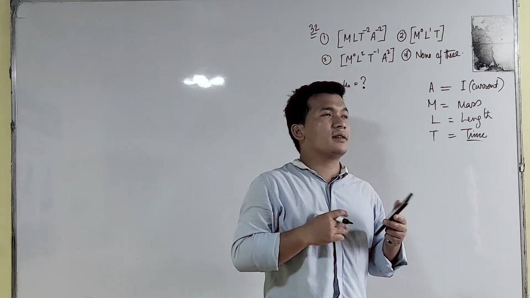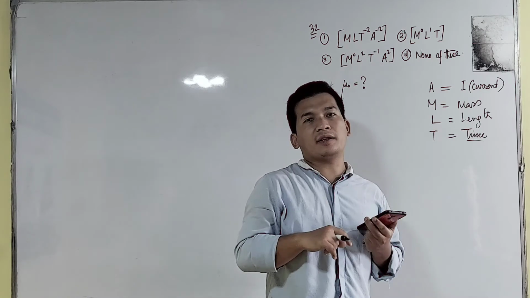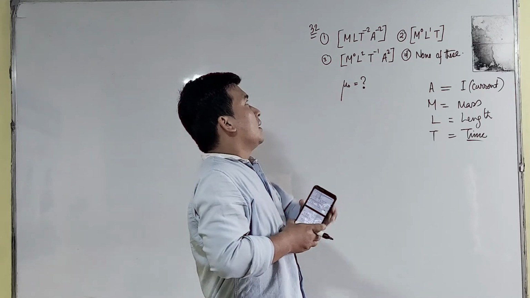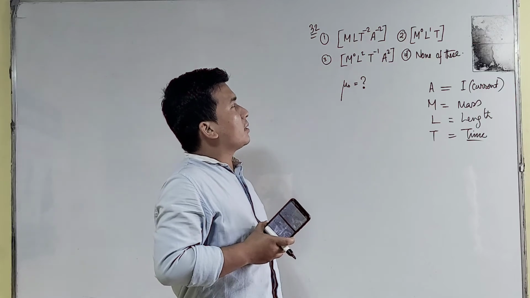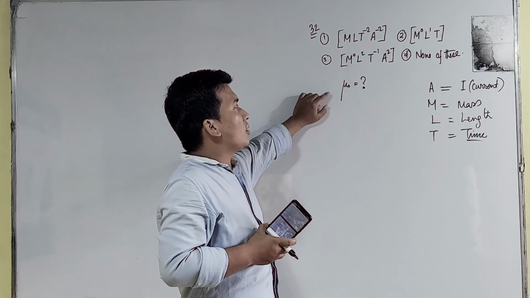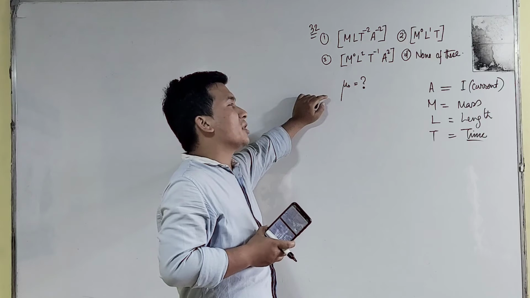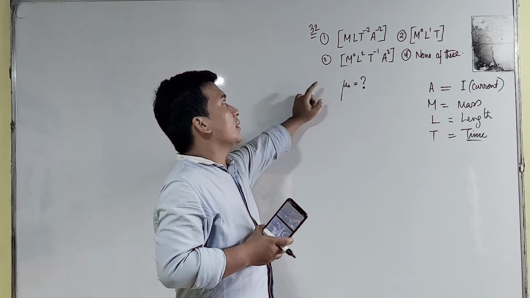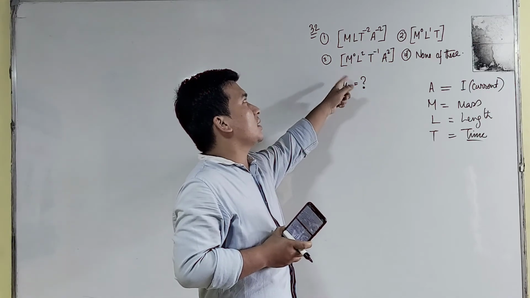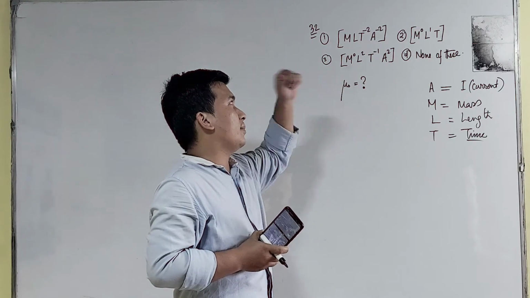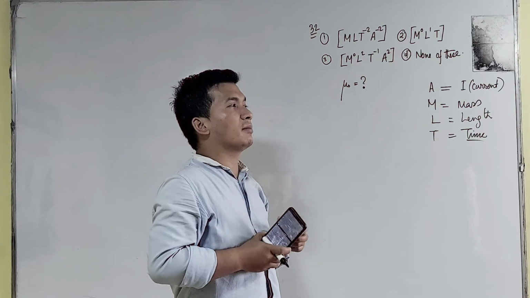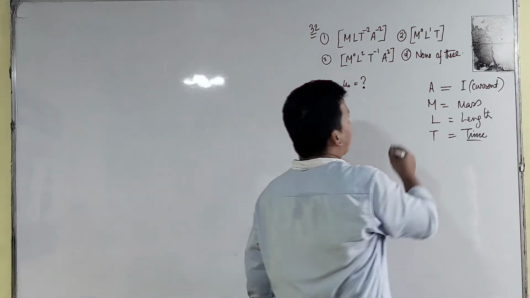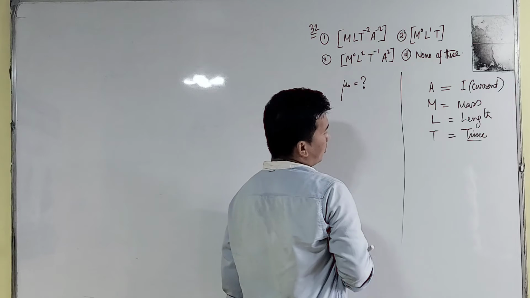The dimension formula of permeability mu must be found out, using the physical quantities mass, length, time and current I. We have to find out the best formula.